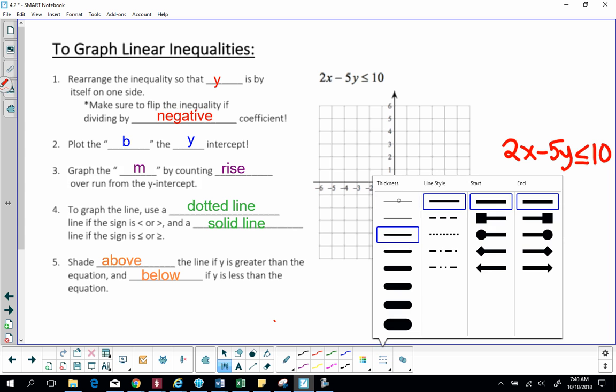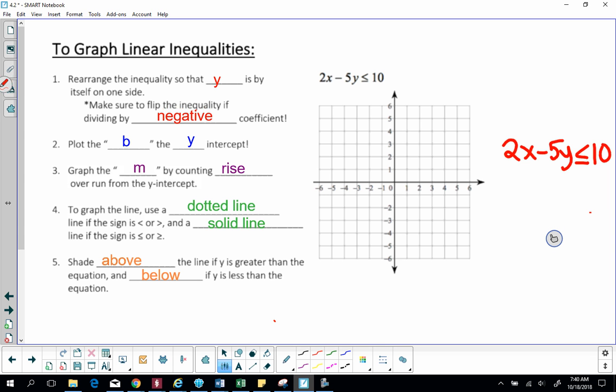And what letter do you always need to get by itself? Y, right? And so first I need to move 2x over. Who can raise their hand and tell me how I would go about moving 2x over, David? Subtract 2x on both sides. Beautiful. So I'm going to subtract 2x on both sides.